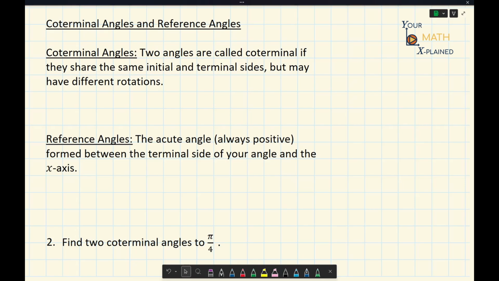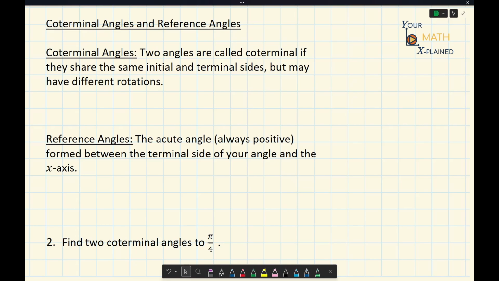So to find coterminal angles, we simply add or subtract full rotations. So in radians, we would be subtracting or adding 2 pi. And in degrees, it would be 360 degrees. Next, let's go ahead and define what reference angles are.